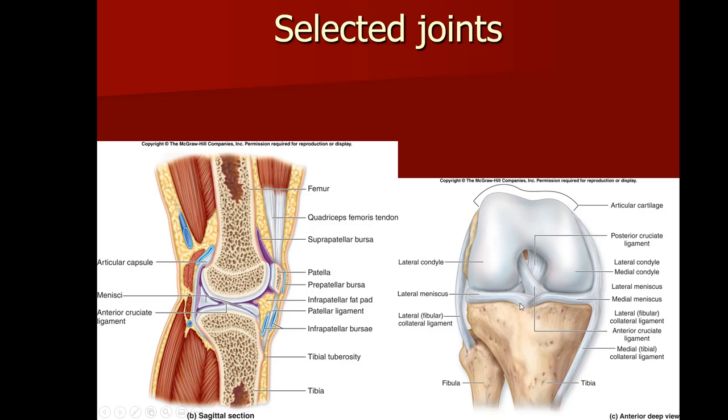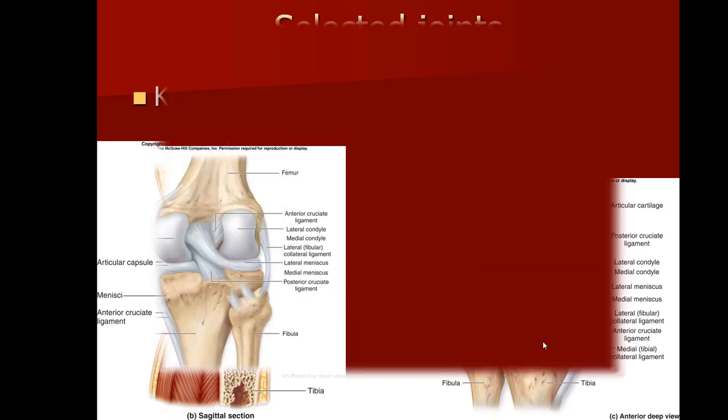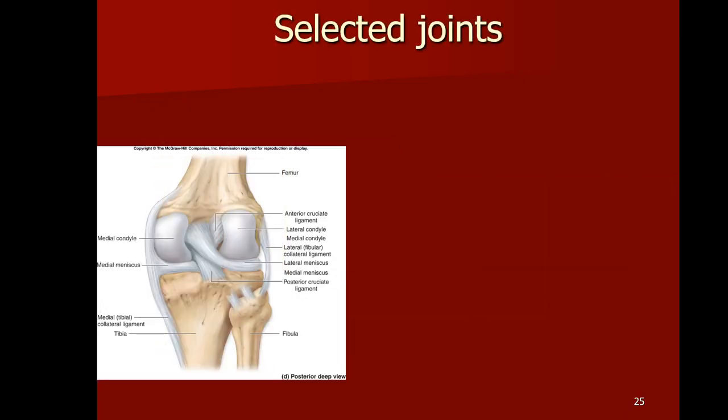And then lastly, the other structures that are important are these discs right here. These are called menisci, and they're just rings of fibrocartilage. So you have a medial meniscus and a lateral meniscus. Looking at the back view, very similar. The condyles of the femur, you get the posterior cruciate you see right here. Here's your menisci, ACL right there, and lateral meniscus, medial meniscus, and your medial and lateral collateral ligaments.